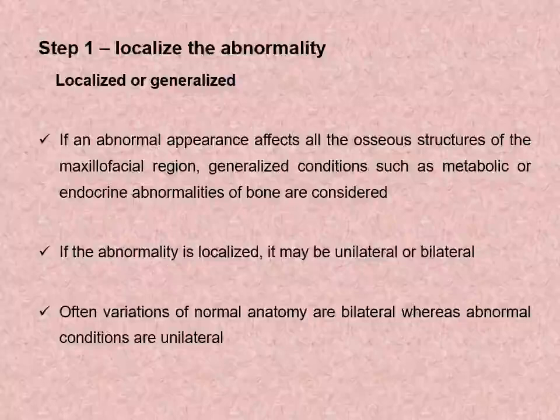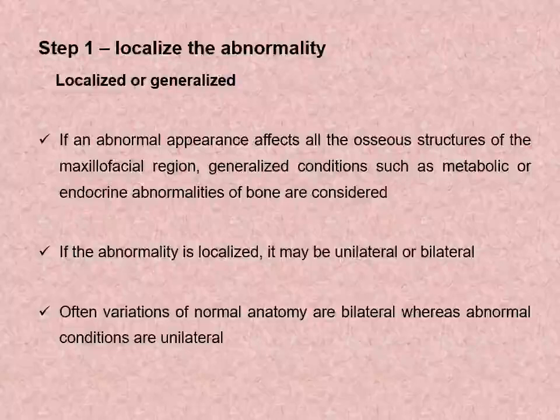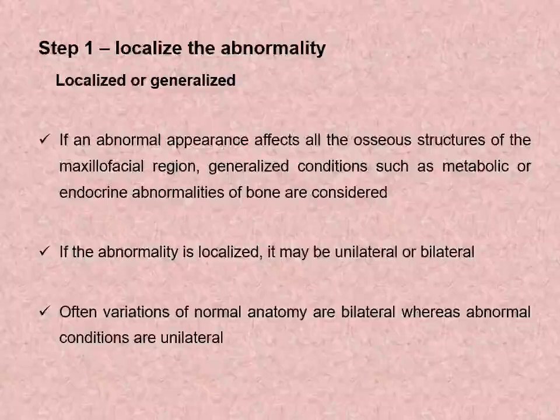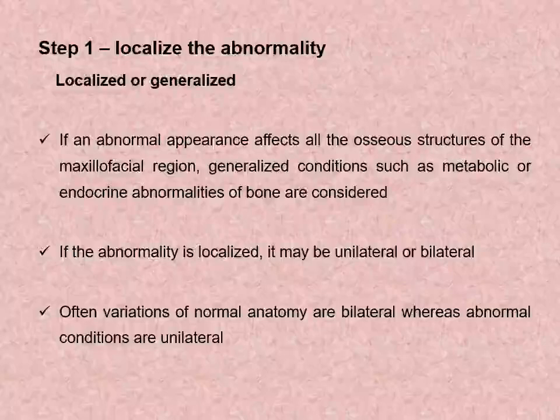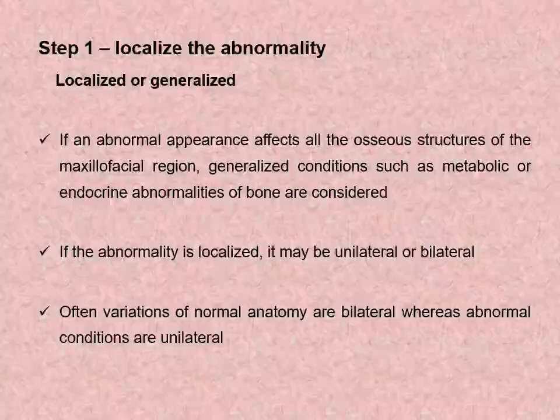If a pathology appears all around the maxilla and the mandible, we call it a generalized condition. All generalized conditions are usually metabolic or endocrine abnormalities. If the abnormality is not generalized, if it's localized, it can be unilateral or bilateral. If a pathology is unilateral, it is of odontogenic origin. If a pathology is bilateral, mostly it is a normal anatomical variant.